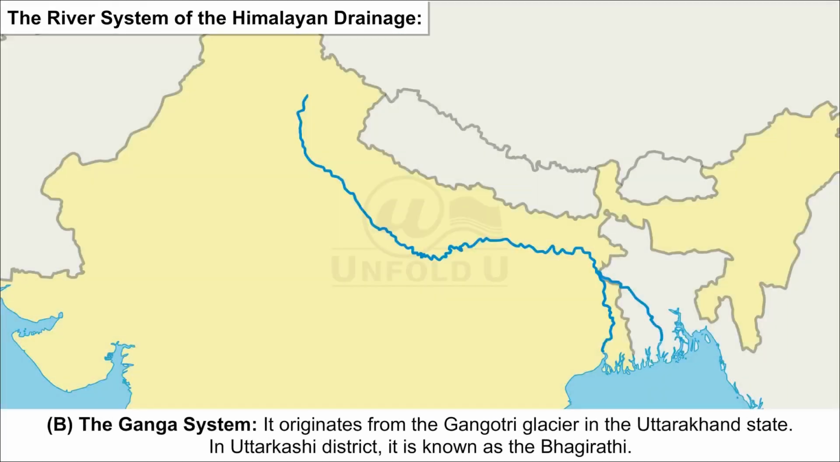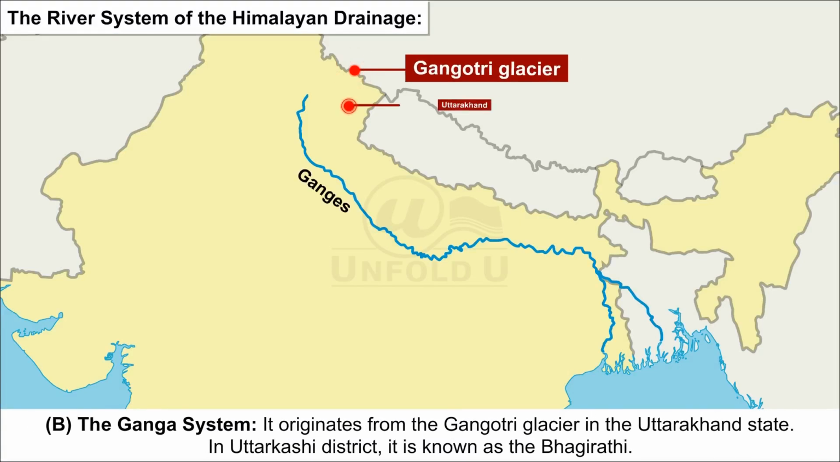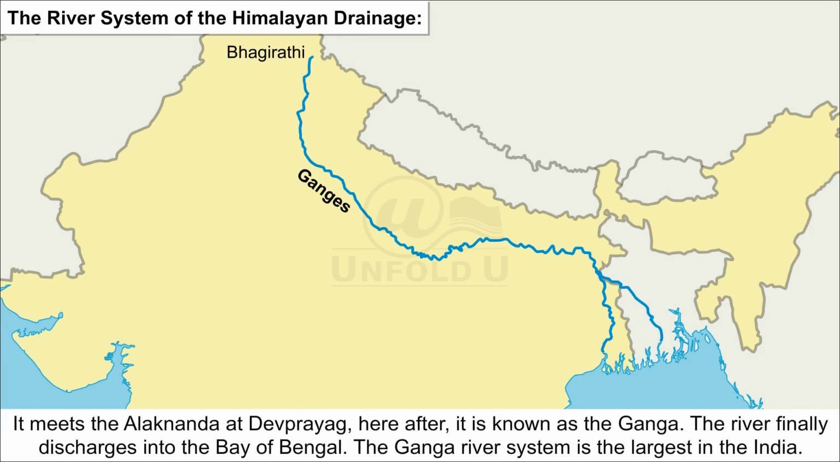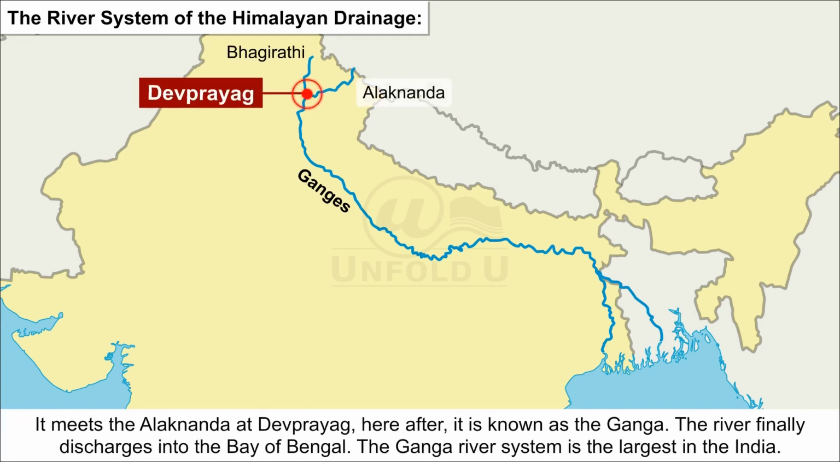B. The Ganga system. It originates from the Gangotri Glacier in the Uttarakhand state. In Uttarkashi district, it is known as Bhagirathi. It meets the Alaknanda at Devprayag. Hereafter, it is known as Ganga. The river finally discharges into the Bay of Bengal. The Ganga river system is the largest in India.